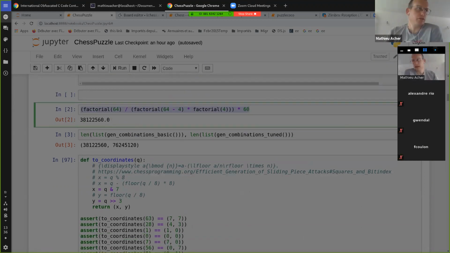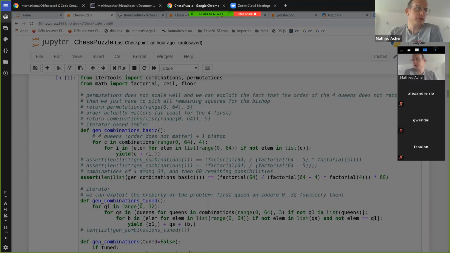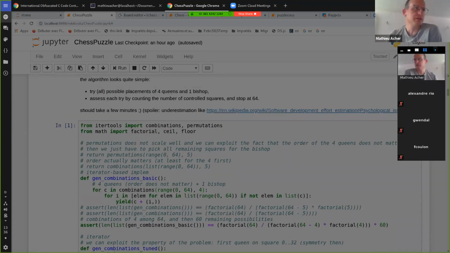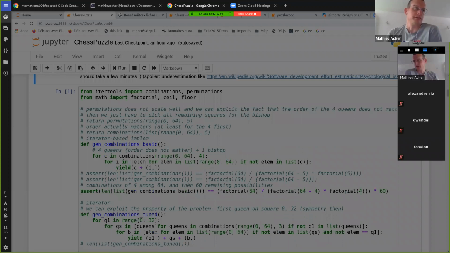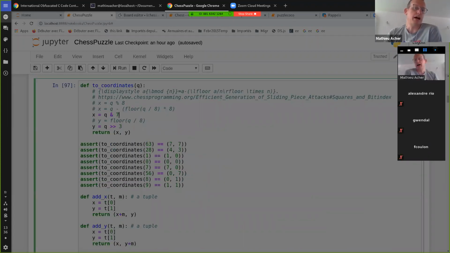And once you have generated all possible combinations, you have to assess whether it's a good solution. And for doing that, you need to compute the controlled squares of queens and bishop. So what I did is that I made some functions to generate the squares controlled by each piece, right?